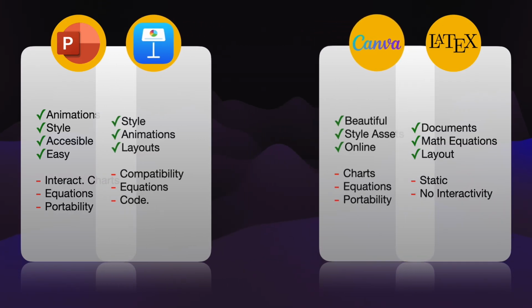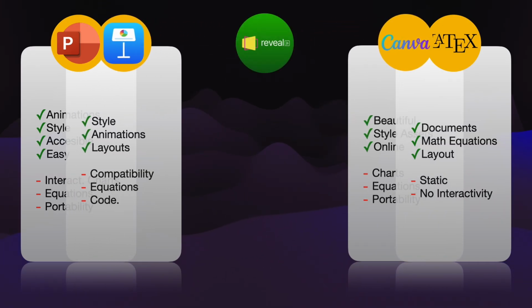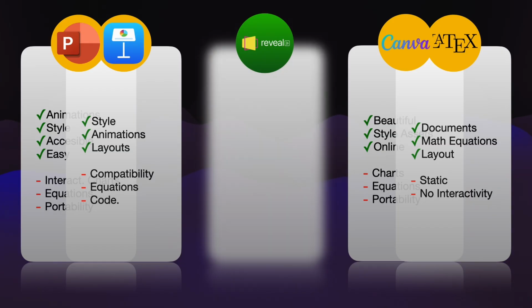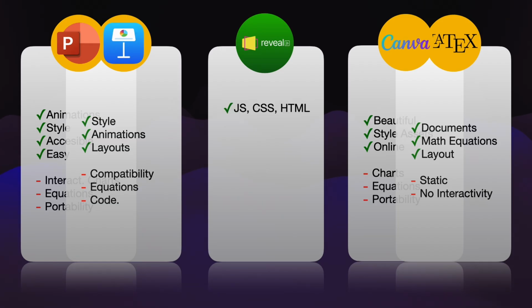And now let's present the one that I consider is the best tool to make scientific presentations in 2025, and it's called Reveal.js. Reveal.js is a JavaScript HTML open source framework to make beautiful presentations, and it will allow you to natively integrate everything from JavaScript, CSS, HTML, and everything that you can see on a website. So the possibilities are countless.